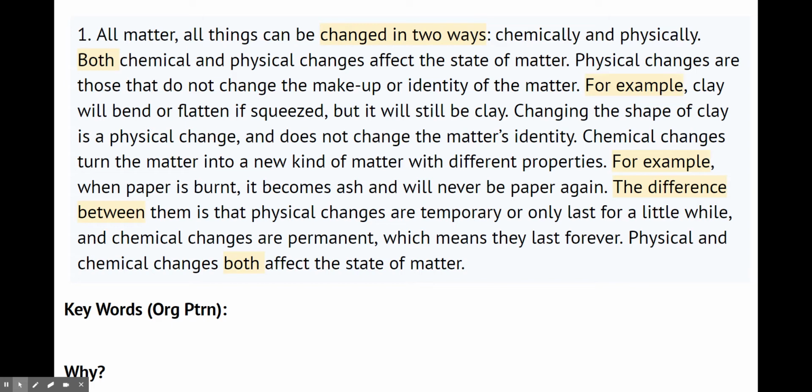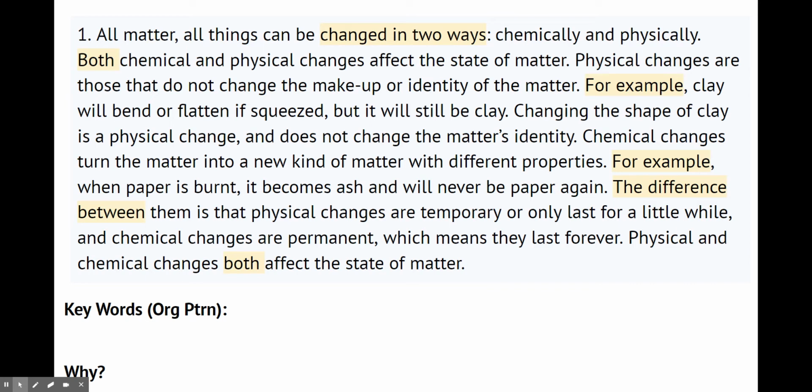So when I see both, I know that there's two different ideas, two different things that share something. Could be a trait, could be an idea, could be a theme, but there are two different things. And then I see for example twice. Well, for example gives me a specific example or detail about something in the text. Then I see the difference between.